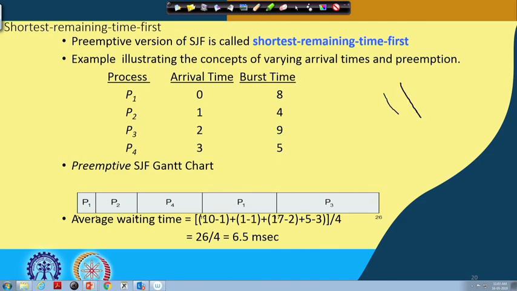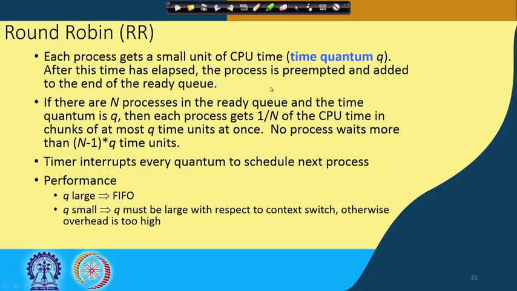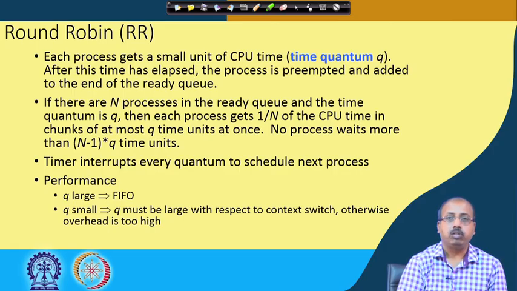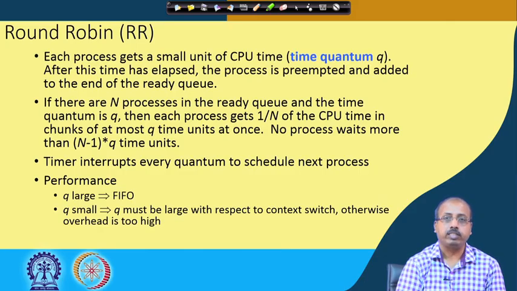Now, we can have some other policies, one of them is the round robin policy. In this round robin policy, we have got some small time quantum, and the job is executed for a time quantum q, and when the time quantum expires, the job is taken back from the CPU and the next job gets the time for execution.